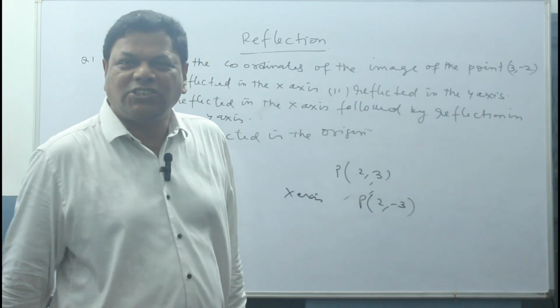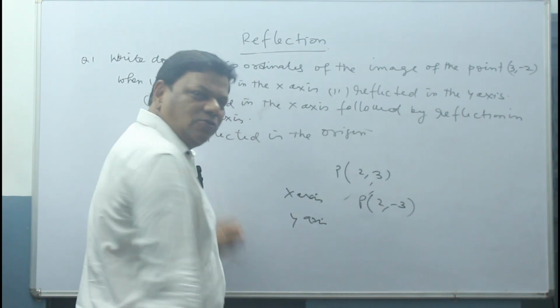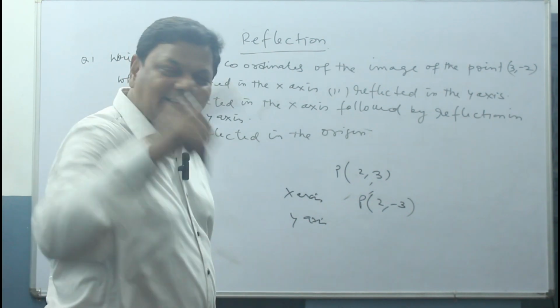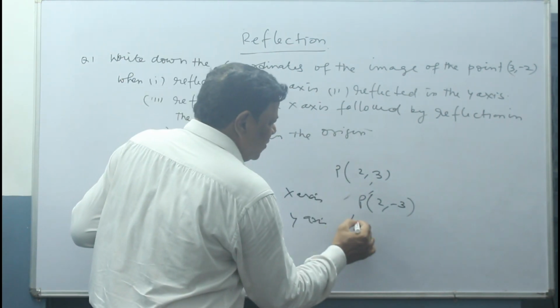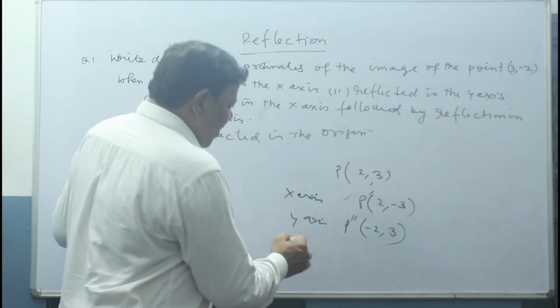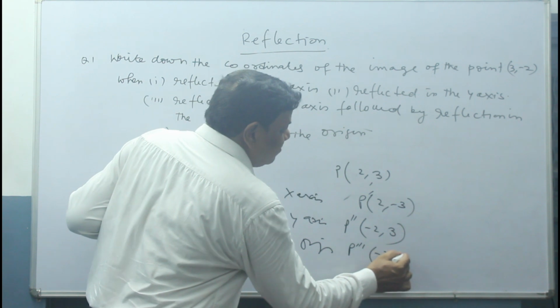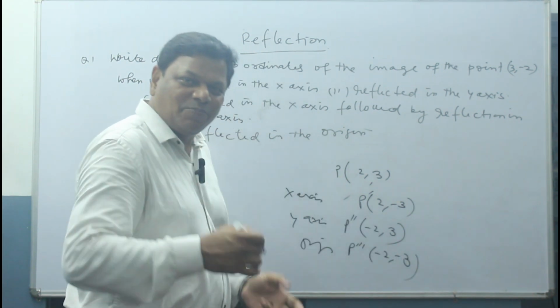Reflection with the x-axis means the y sign will change. Same thing, reflection with the y-axis I will do. What will come? The x sign will change. So it comes -2 and 3. And reflection with the origin I will do. What will come? Both signs will change. You have to understand this.